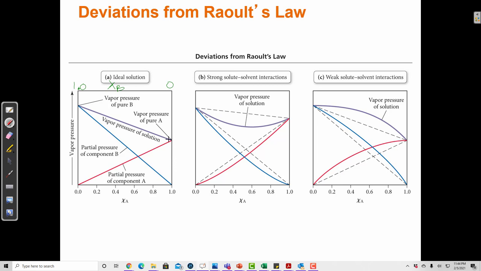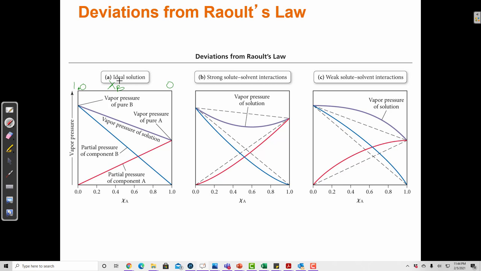When I have 99% A, the vapor pressure of the solution is pretty close. When I have 98% A, the vapor pressure is getting a little bit further away. 90% A, starting to deviate a bit more. 80% A, now it's deviating a bit more. So you can see how the vapor pressure of the solution is A plus B, the purple line and the blue line mixed. So this is an ideal solution. An ideal solution where the intermolecular forces between the solvent and the solute are exactly the same.